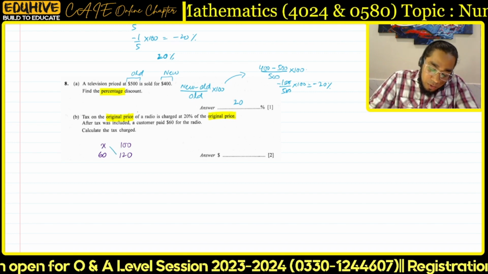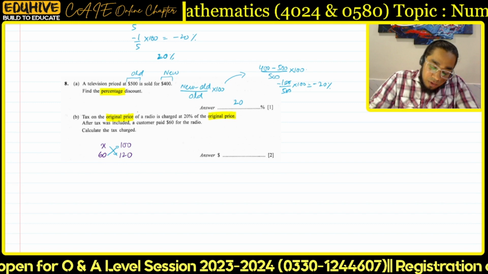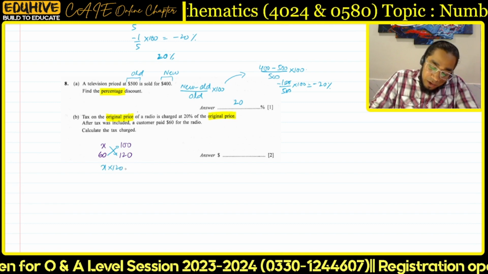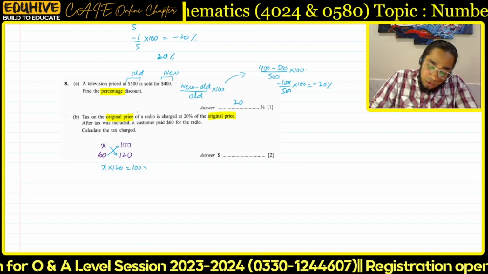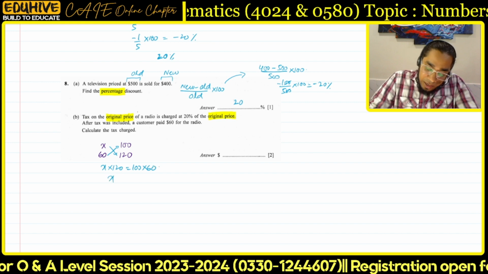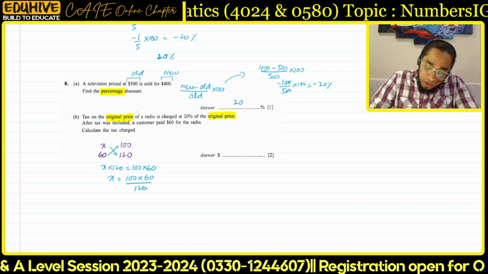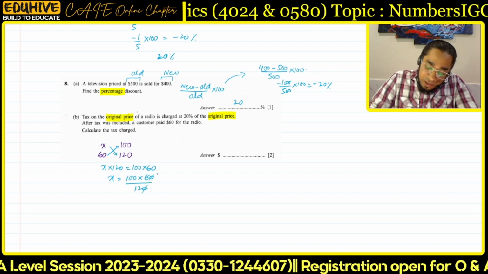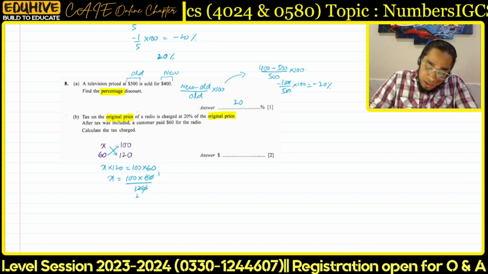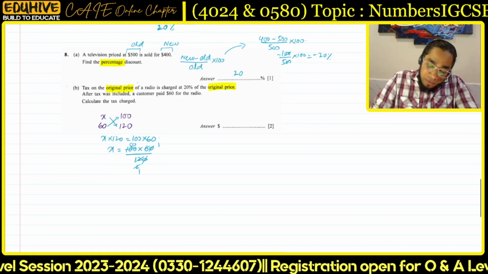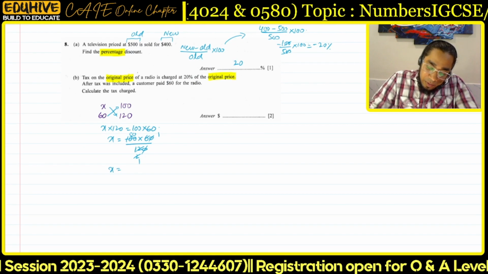So what I'm gonna do, I'm just going to multiply cross, and x multiply by 120 and 100 is going to multiply by 60 over here, and x is over here 100 into 60 divided by 120. So I can remove the 0 from here. 6 into 1 and 6 into 2, 2 into 1 and 2 into 5, that's going to be 50 over here, and x will be equal to 50.